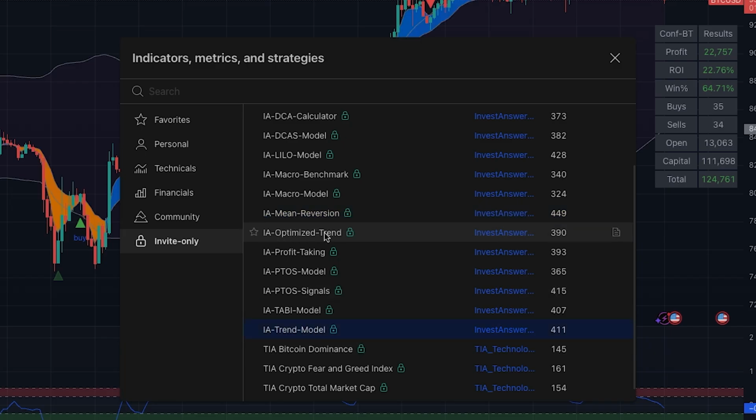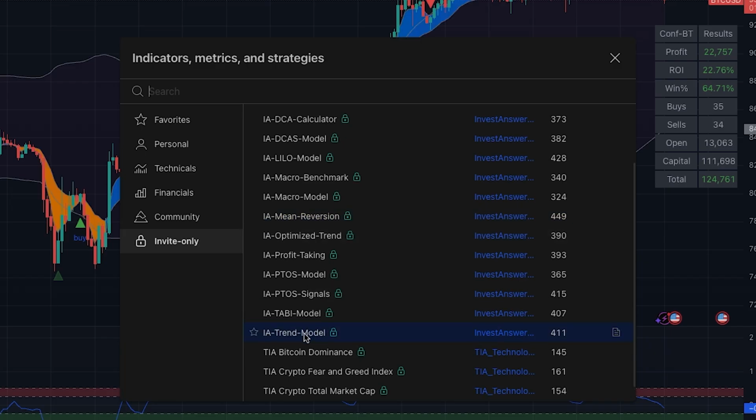Some folks like using the optimized trend as well. I just go with the trend model personally. The optimized trend is just what it sounds like. It optimizes the trend and gives you a little better curve fitting, but just the normal trend model is fine with me. So we'll stick with those three.